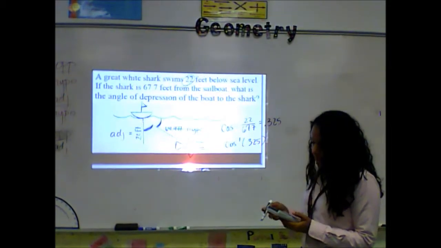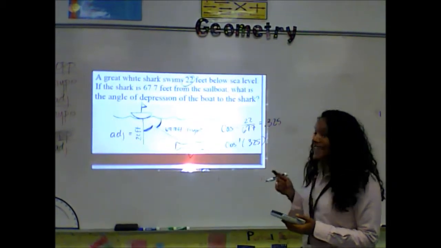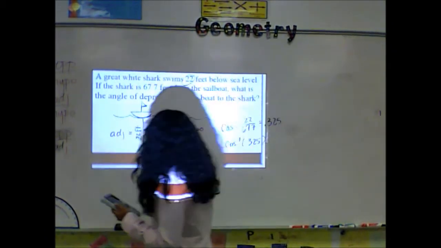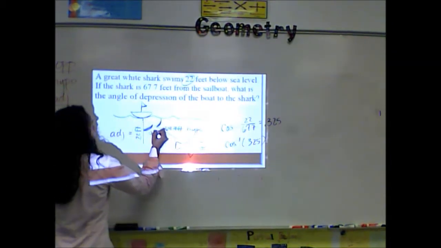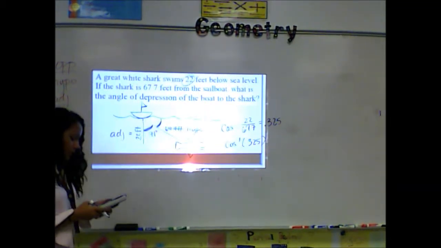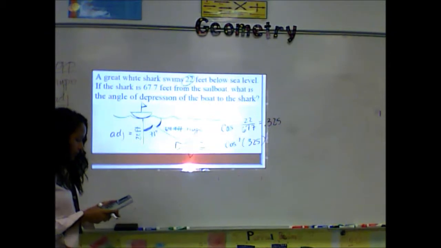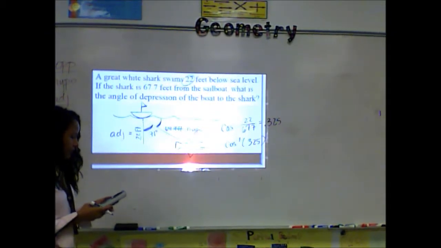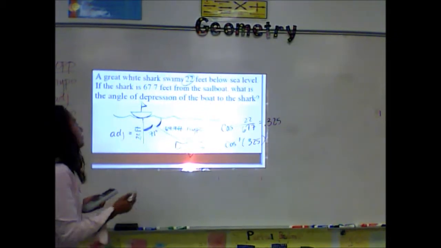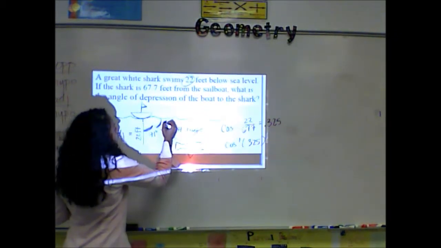And what did y'all get? 71. Again, is that angle inside or outside the triangle? Inside. So this is 71, and this has to add up to 90. What is the angle of depression? 19. So the angle of depression is 19 degrees.